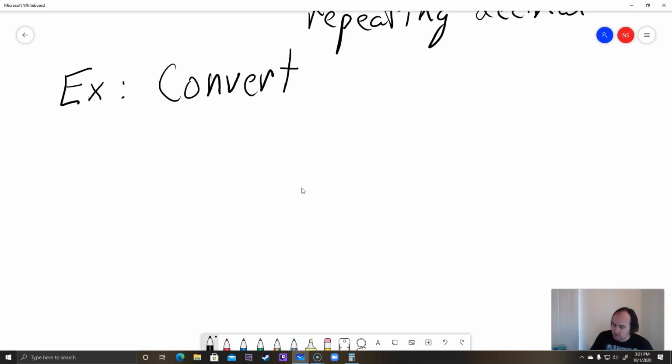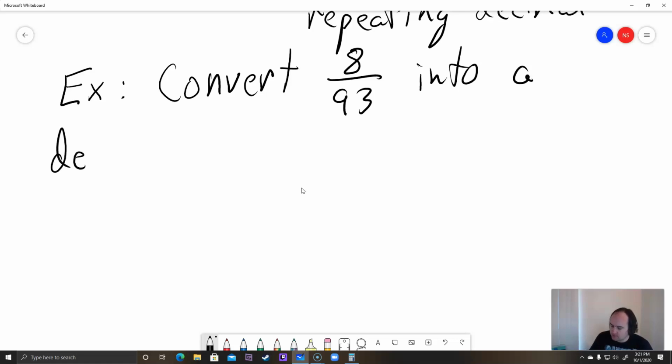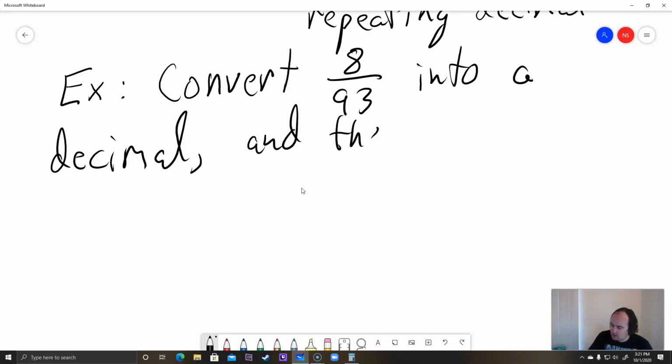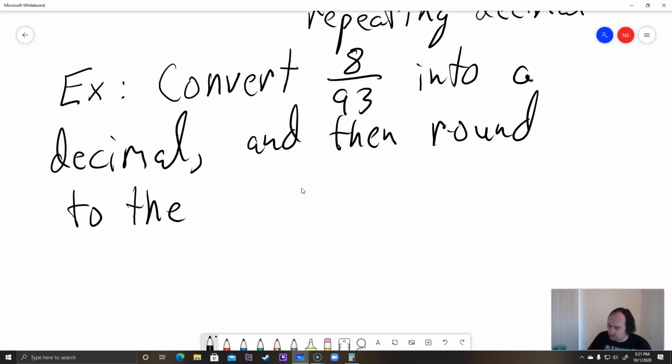Convert 8 over 93 into a decimal and then round, so they want us to round it this time, to the nearest hundredth. Round to the nearest hundredth.